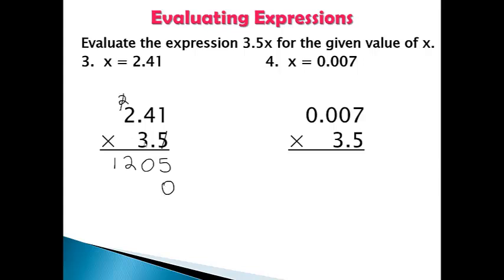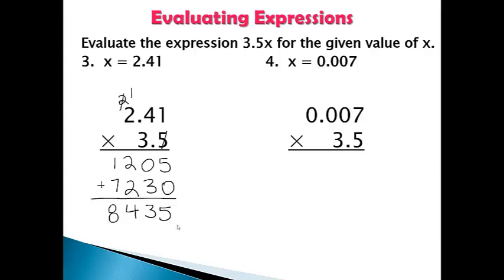Now we're going to multiply this 3. 3 times 1 is 3. 3 times 4 is 12. We're going to carry our 1. And 3 times 2 is 6, plus 1 is 7. Now we can add up our rows. 5 plus 0 is 5. 0 plus 3 is 3. 2 plus 2 is 4. And 1 plus 7 is 8.